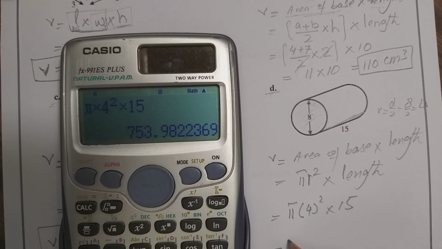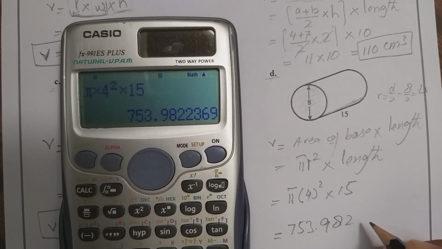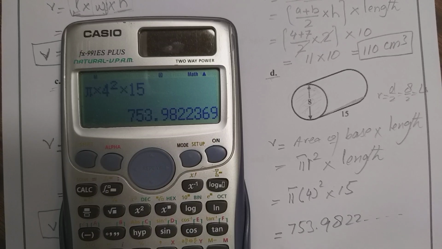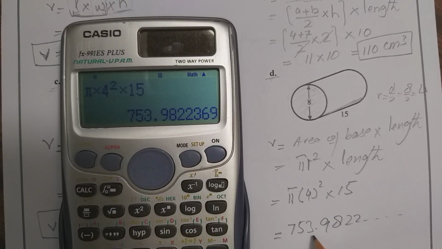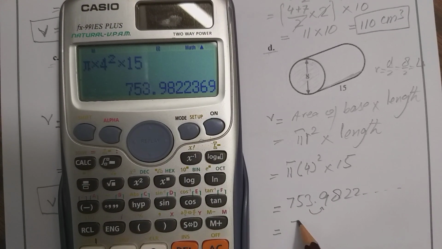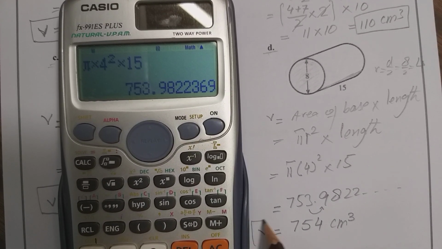So I'm writing all the values here: 753.982 and so on. If I round it to three significant figures, if the next number is 5 or more, we can increase the value, so it becomes 754 cubic centimeters. So this is the volume of this cylinder.